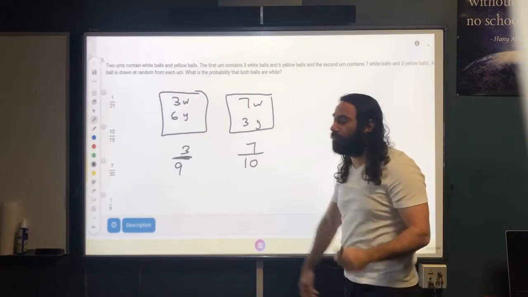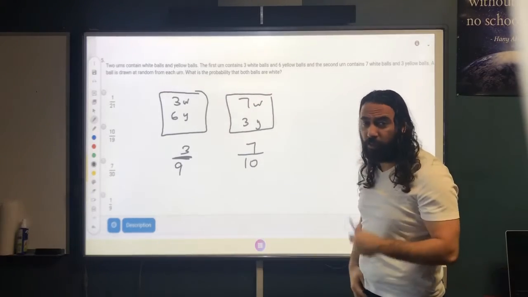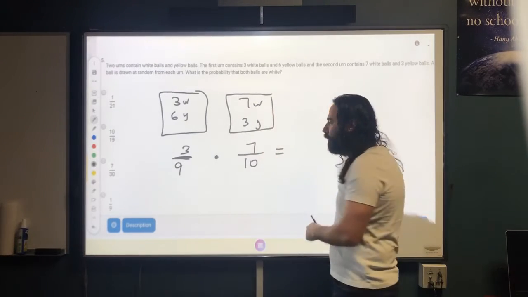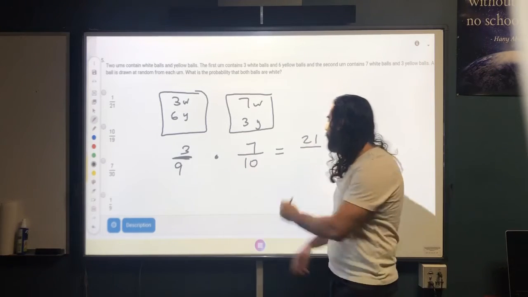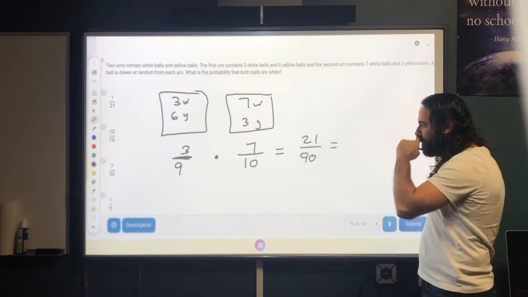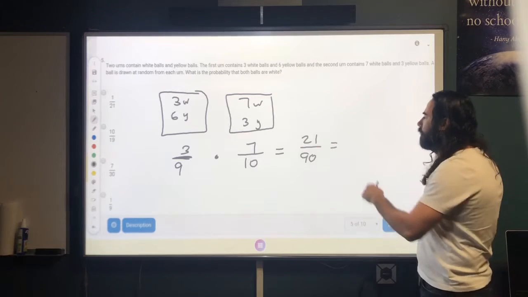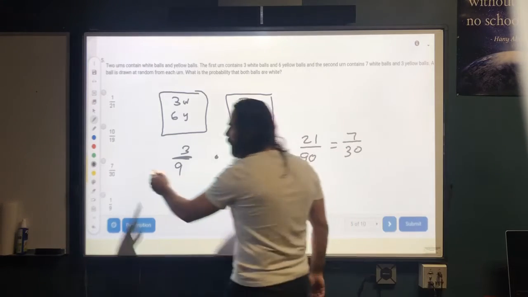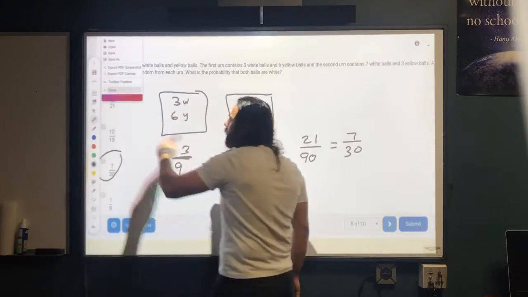Now he wants to draw from the first one a white ball and from the second one. So from both of them he wants white, which is and. Because it's and, we multiply the probabilities. So 3 times 7 is 21, and 9 times 10 is 90. We can simplify this fraction by dividing the numerator and the denominator by 3. So it's going to be 7 divided by 30. So the answer would be the third one. Got it? Hopefully you got it.